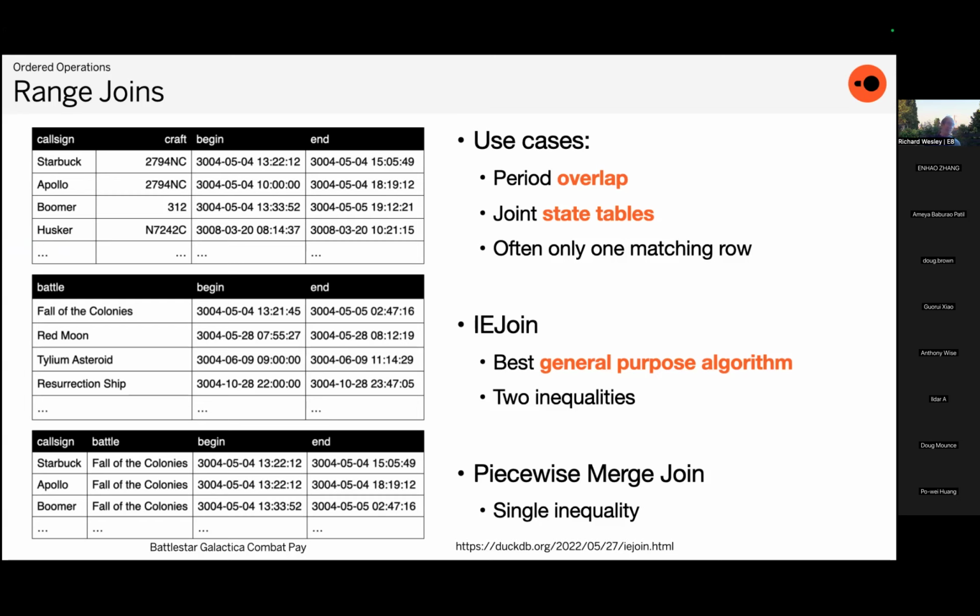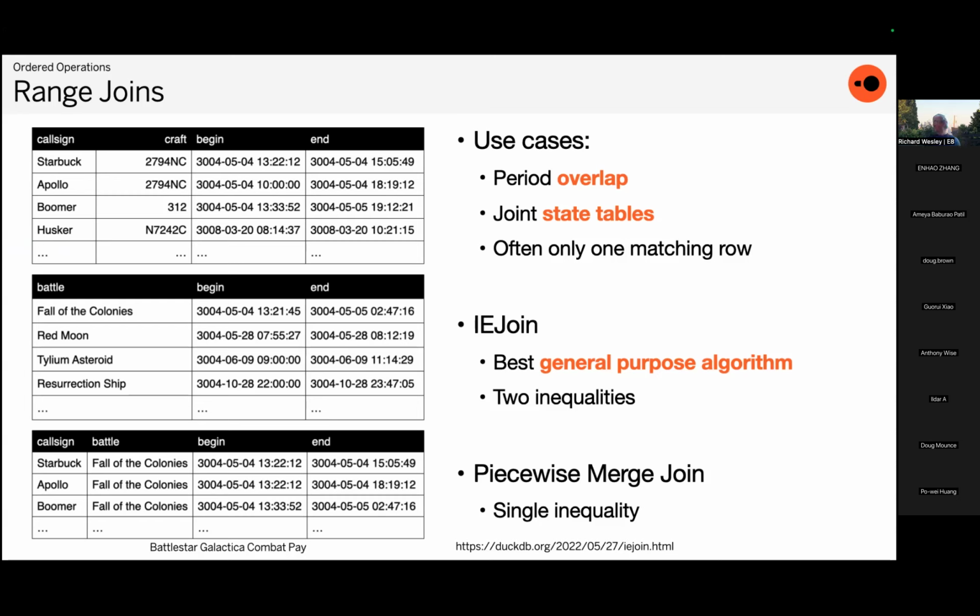Okay. And we picked up two join algorithms for this. One was from a couple of years ago. I don't see people using it. I'm not sure why, because it really seems to me to be the best general purpose algorithm I've seen. It's called IE join. And there are faster ones, but they all require metadata that most people don't have. And this one can handle two inequalities pretty well, especially if you are in the very common case of there's only one matching row.